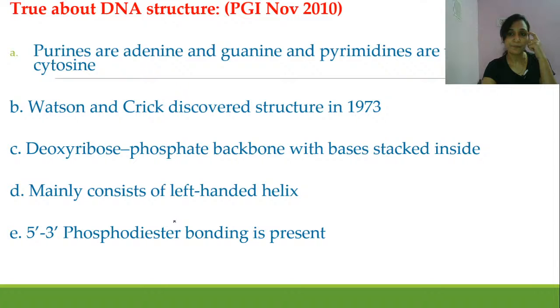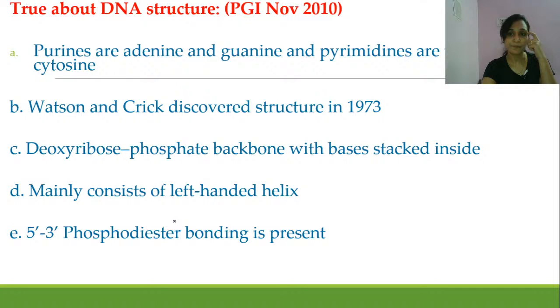The A and B, they were wrong. Mainly consists of left-handed helix. No, it consists of right-handed helix, that is in the form of B-DNA. And the last one, this is also wrong. Last one, 5' to 3' phosphodiester bonding is present. Phosphodiester bond is present, but the bonds they are present in 3' to 5' direction.